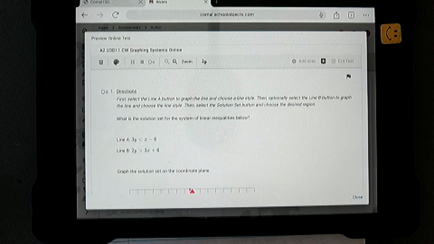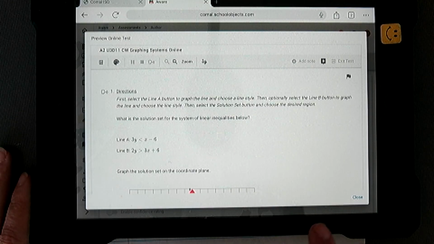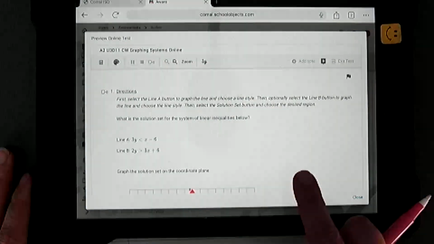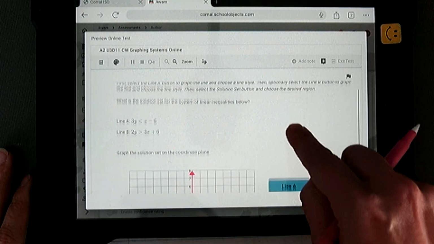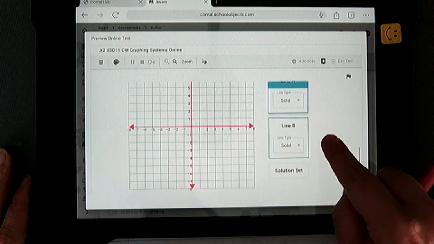Today I want to show you how to graph inequalities in Eduphoria. That is something we haven't done yet. So this is just an example question. This is not one that's on your quiz. It gives me two inequalities, and then it gives me the grid.